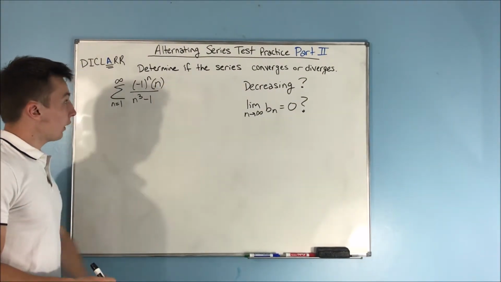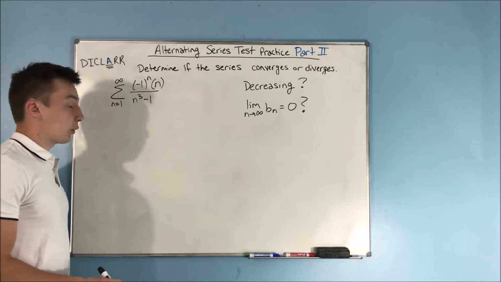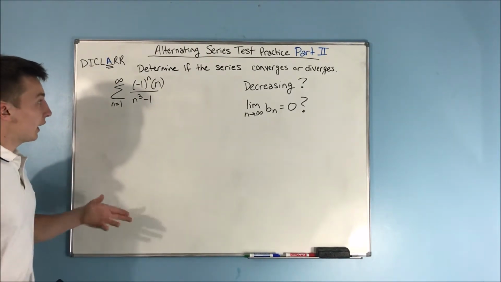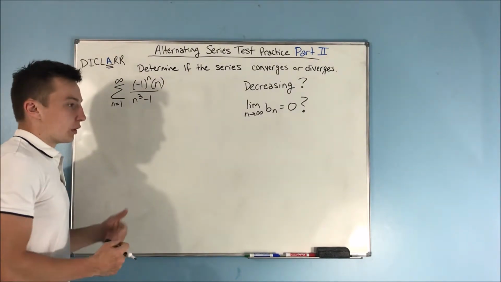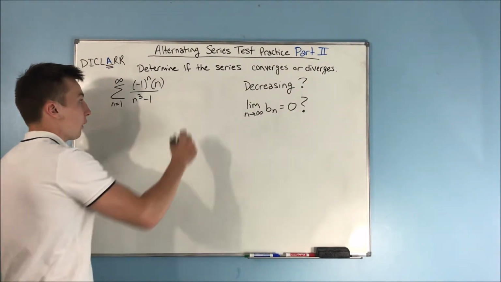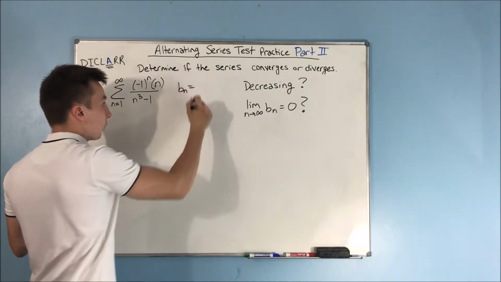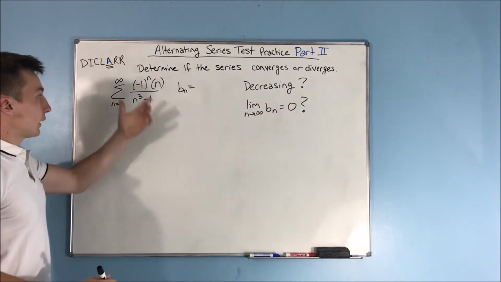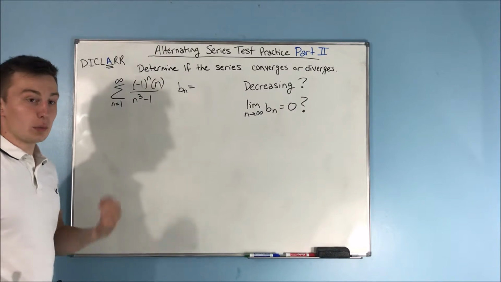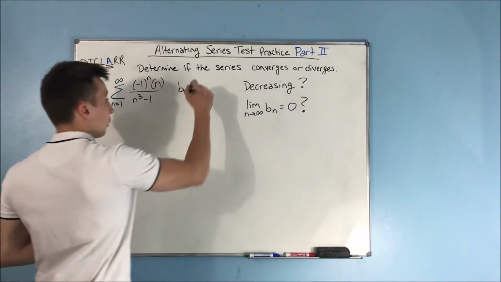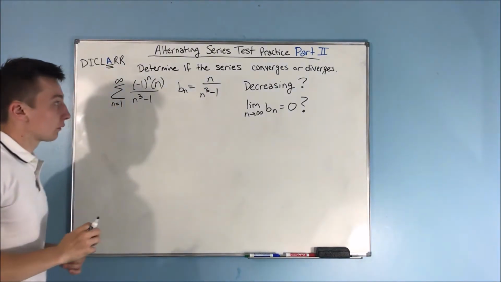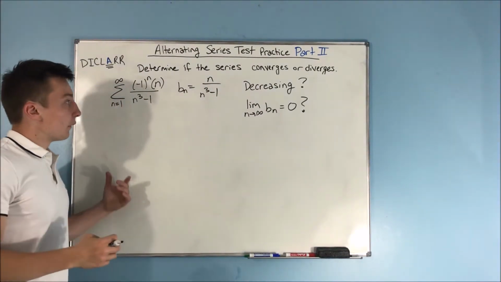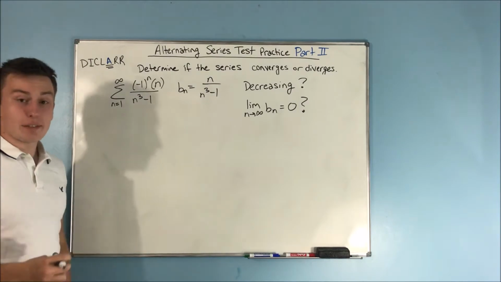All right, so for our next series here, we have the sum from n equals 1 to infinity of (-1)^n times n over n cubed minus 1. So we need to figure out our b sub n, and that's just going to be the series without the thing that's making it alternating, which is that (-1)^n. So we're left with n over n cubed minus 1. All right, cool. So now we need to see if this is decreasing.